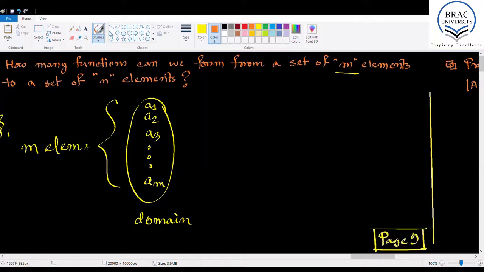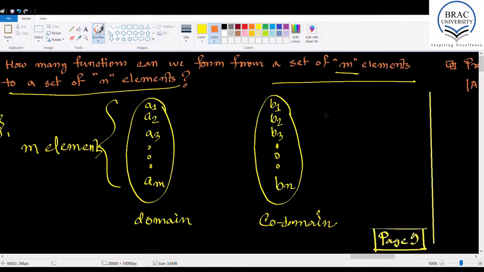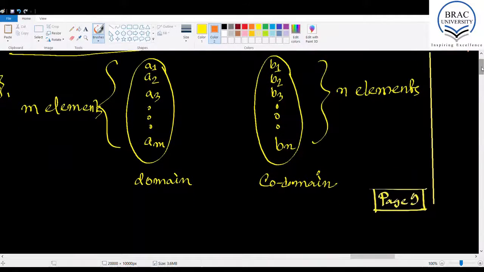So here are m elements in the domain, and it asks how many functions can we form from a set of m elements to a set of n elements. It means the codomain will have a total of n elements. So this is the codomain, and say there are b1, b2, b3, and similarly a total of n elements up to bn. So the question is how many possible functions can be built here.